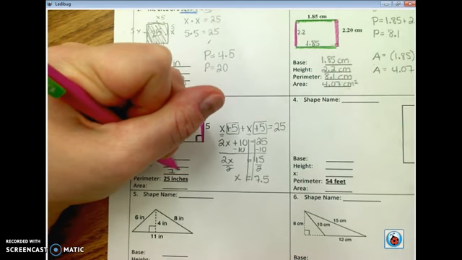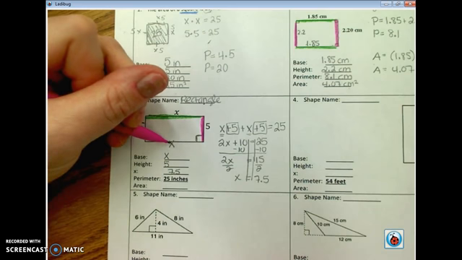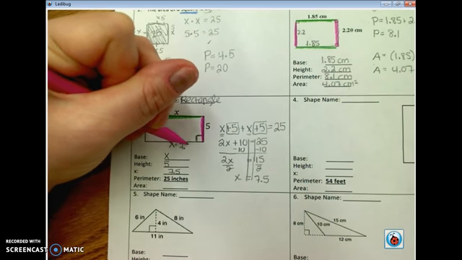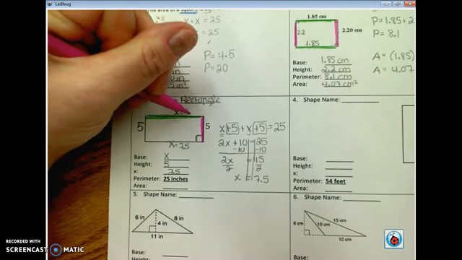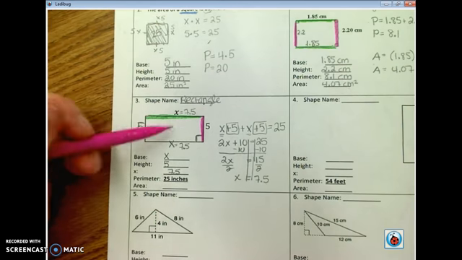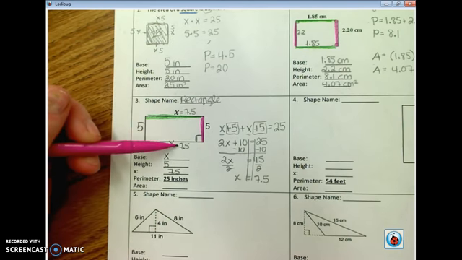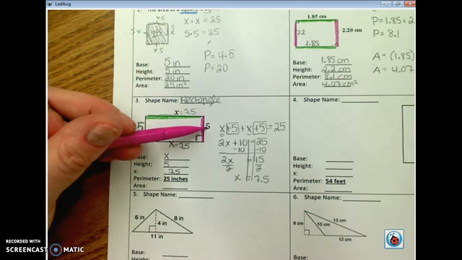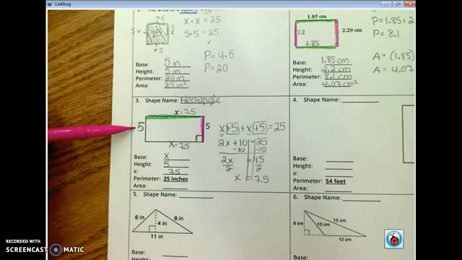Okay, so 7.5. Now I can go back into my diagram and go ahead and write that in, so visually I can see that. Now I could check my math to see if that works out. 7.5 plus 7.5 is 15, plus 5 is 20, plus another 5 is 25. So I know I found the right value.